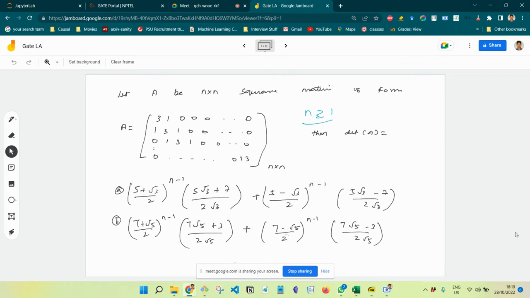Now, we have a constraint: n is greater than or equal to one. Let's substitute n equal to one. When you substitute n equal to one, the matrix is very simple. You have a three, a one cross one matrix, then matrix A will be equal to three. Then can somebody tell me what is the determinant of A when n is one?